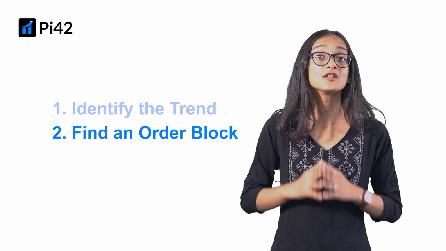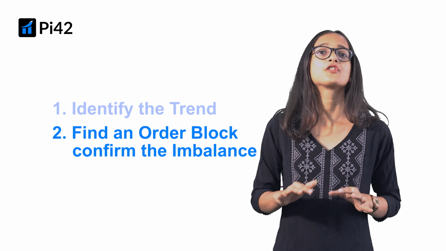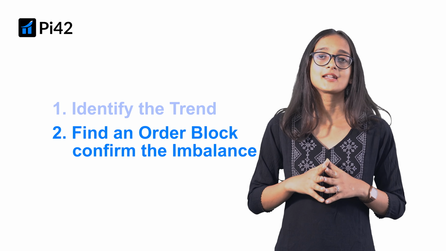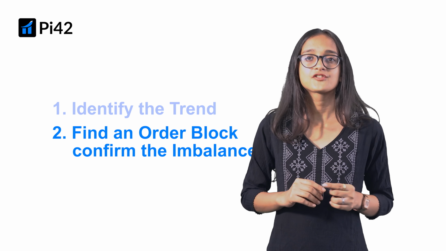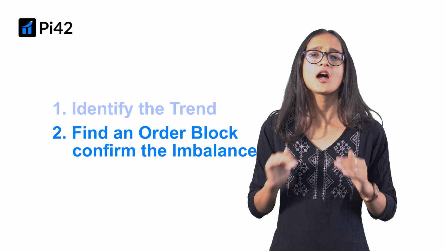Step 2. Find an order block and confirm the imbalance. Look for a bullish order block in a downtrend or a bearish one in an uptrend. Mark it as your demand zone. Make sure it has a liquidity sweep, like a fake out below a low and a sharp move afterward. Check for a fair value gap after the order block's move. This confirms institutional activity. You can zoom into a lower time frame, like the 15-minute chart, to spot the gap clearly.